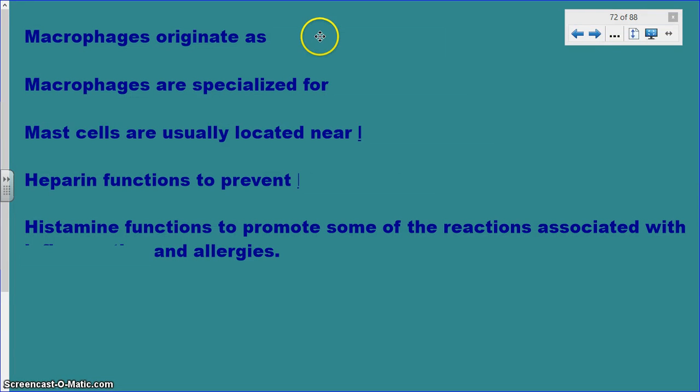Macrophages actually originate as or start out as white blood cells, and they're specialized for phagocytosis, meaning they're actually going to basically eat or engulf pathogens or dead cell material, whatever it happens to be. They can leave the tissue, they can leave like your bloodstream, go out into the tissue around it, and basically consume those pathogens and cellular debris.